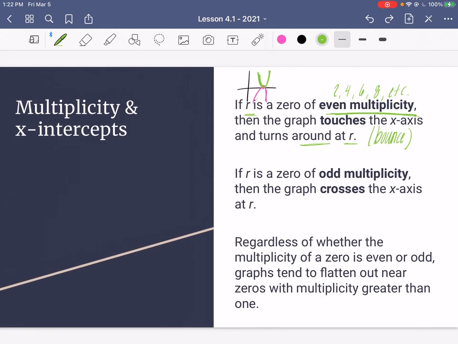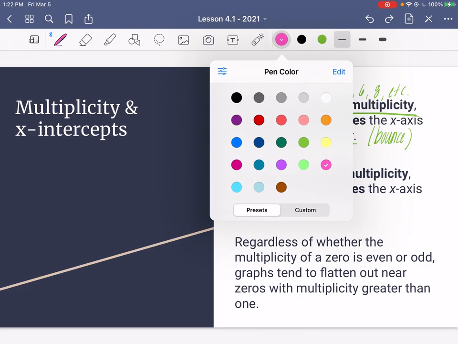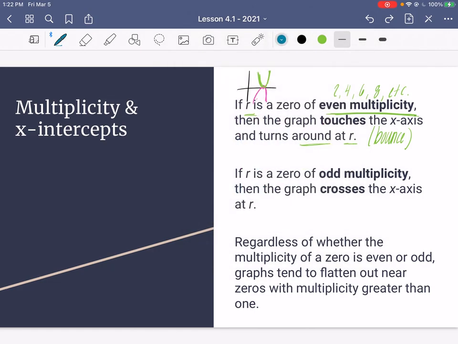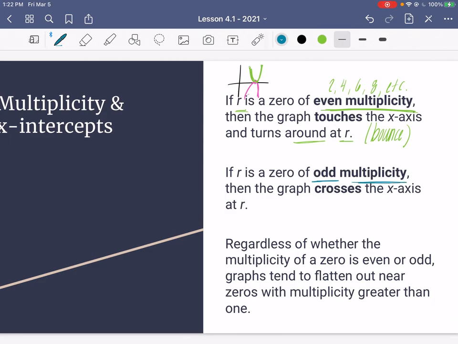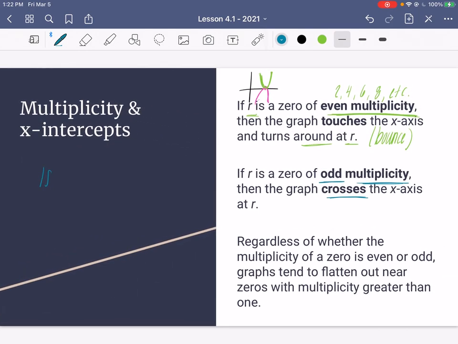If you have an odd multiplicity, meaning 1, 3, 5, etc., it actually crosses the x-axis instead of just touching it and turning back around. One thing to note that's not on the slide here: if it's a multiplicity of 1, it crosses straight through that root. So it crosses straight through that x-intercept or that root.